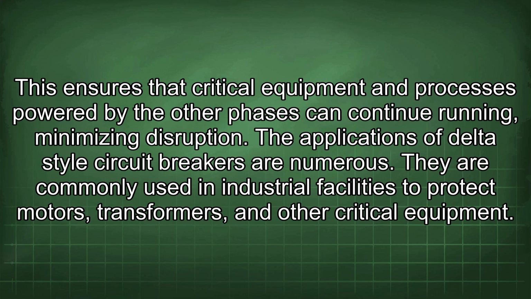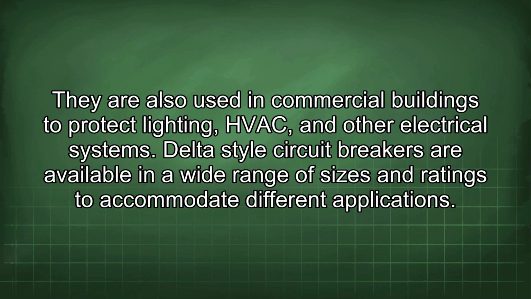The applications of delta-style circuit breakers are numerous. They are commonly used in industrial facilities to protect motors, transformers, and other critical equipment. They are also used in commercial buildings to protect lighting, HVAC, and other electrical systems. Delta-style circuit breakers are available in a wide range of sizes and ratings to accommodate different applications.